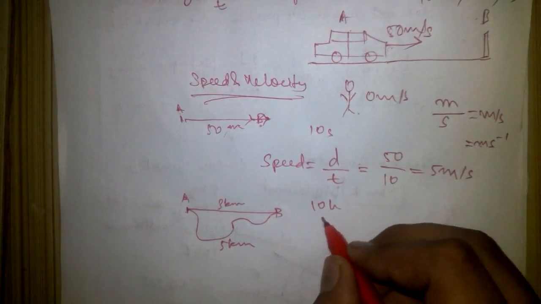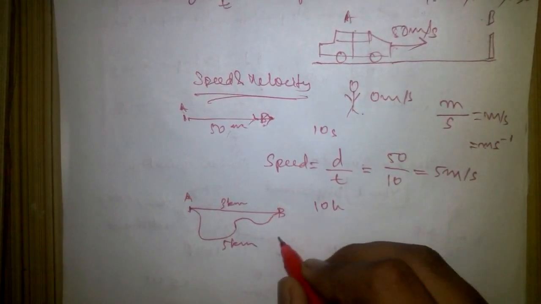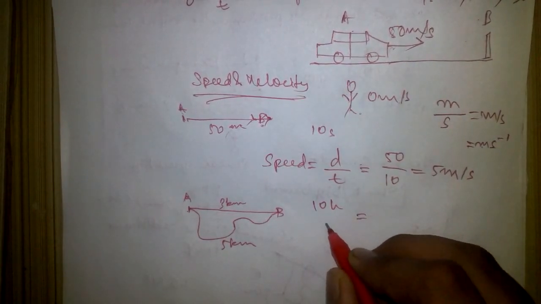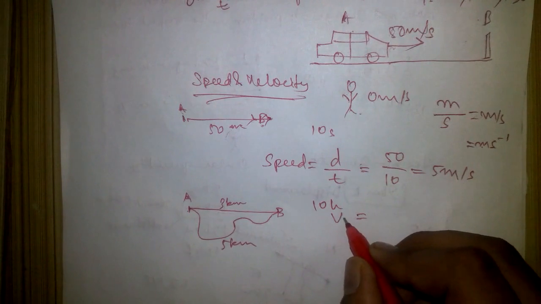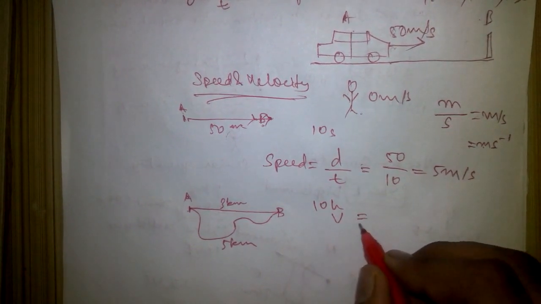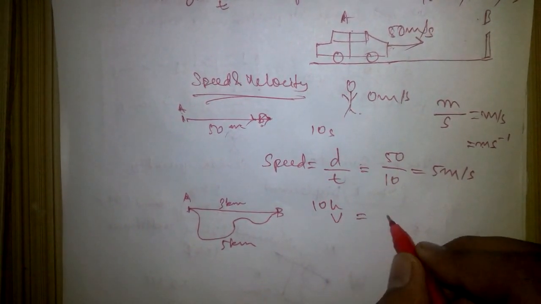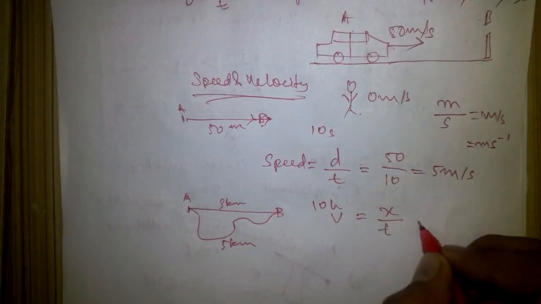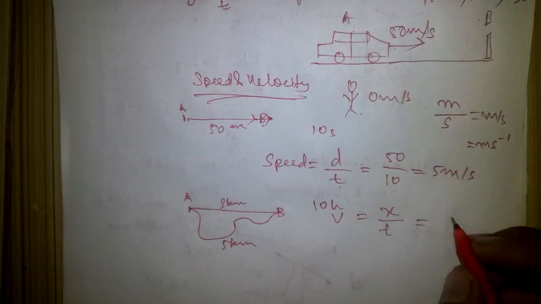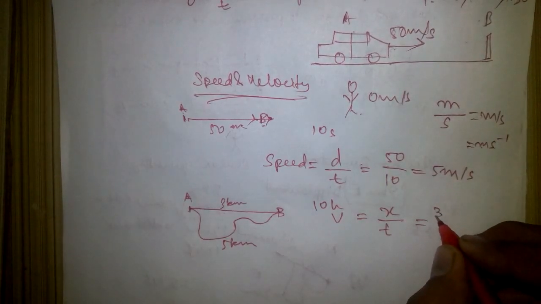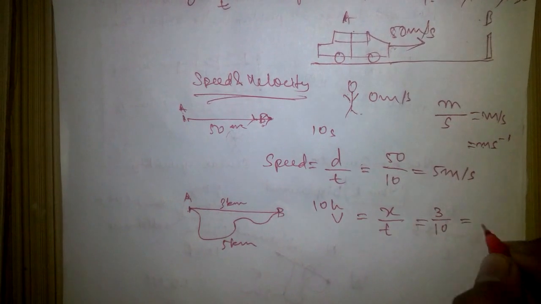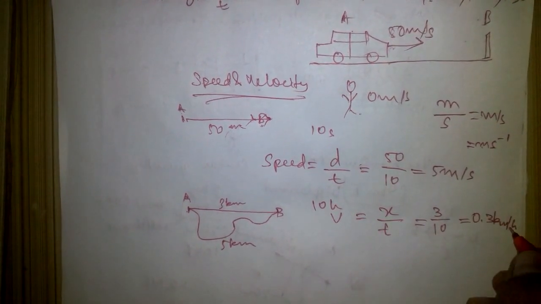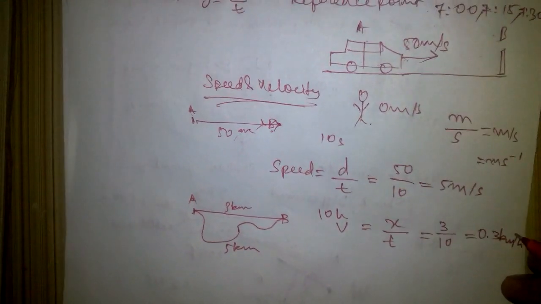Then the velocity of the car will be given as v. We write v equal to displacement, let us write it as x, divided by time. So this will give us 3 divided by 10, equal to 0.3 kilometer per hour. So this was the velocity.